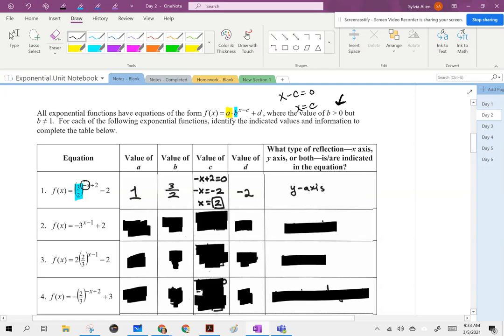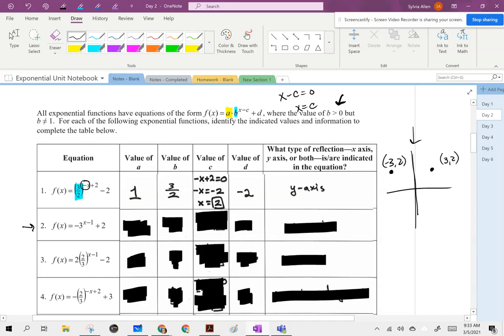All right, so think about that. If I have an x, this point right here, which is maybe 3, 2, and I have the opposite x, then it is a reflection across the y-axis. Okay. All right, so now let's take a look at number 2.